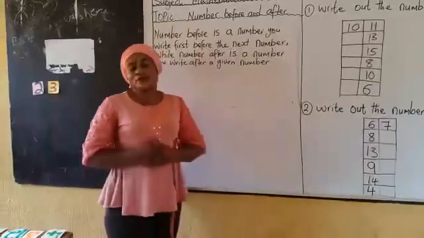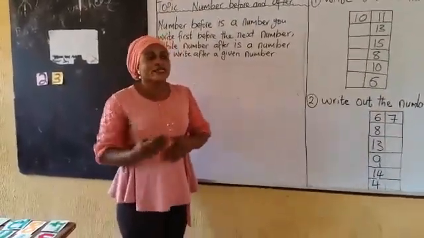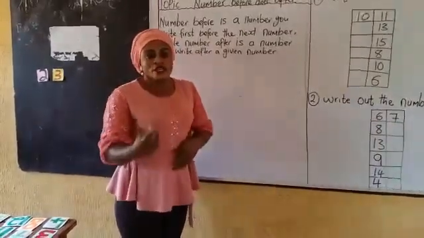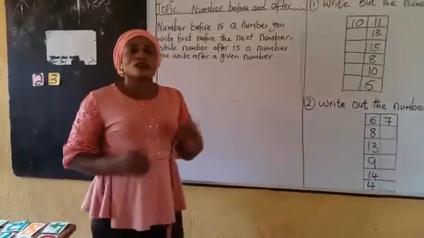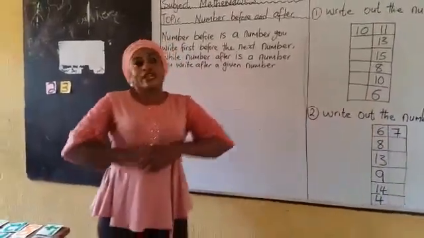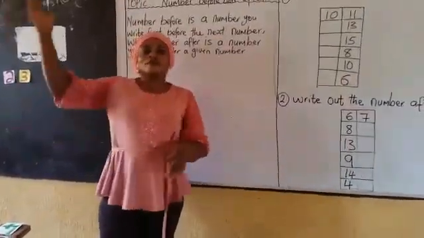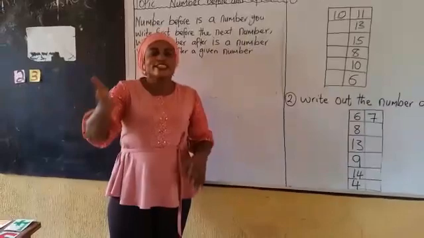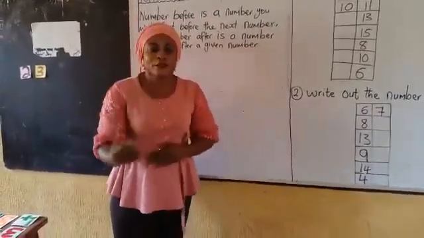For example, maybe your teacher might have given you a single number and said, write the number after this number. But before we start number after, let us go to number before. For example, if I say count 1 to 10, you cannot start from 10, 9, 8, 7, 6. No, you have to start from the beginning.